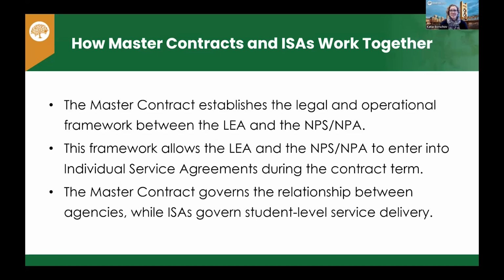A helpful way to think about this is that the master contract governs the relationship between agencies, while the ISA governs the services for an individual student. The master contract establishes the rules and the structure. Within that structure, the LEA and the MPS or MPA enter into individual services agreements for specific students during the contract term. One doesn't replace the other, they actually work together.